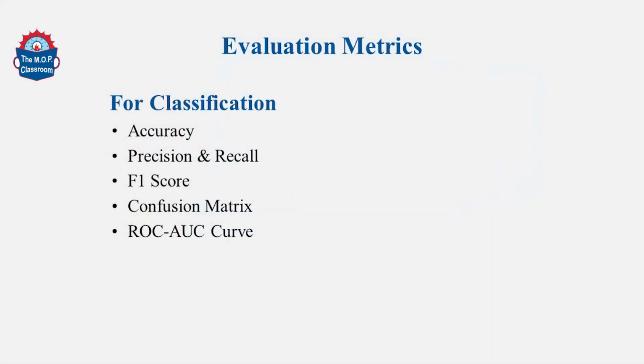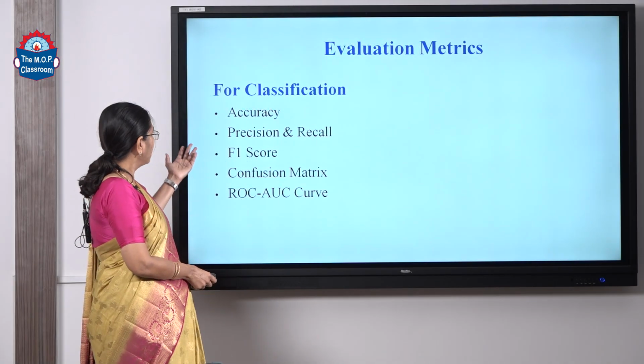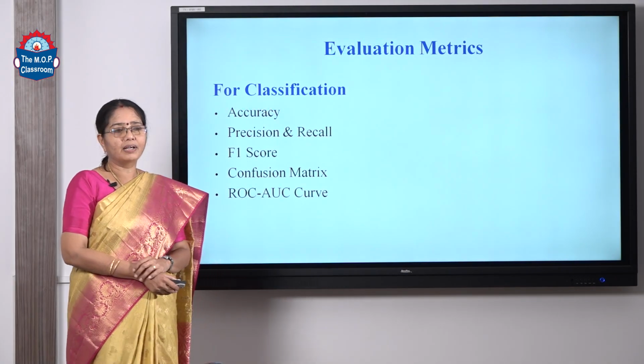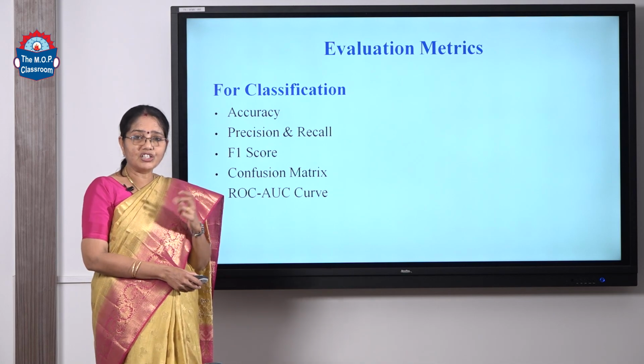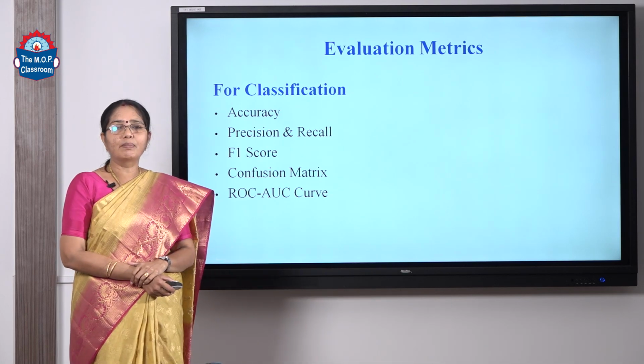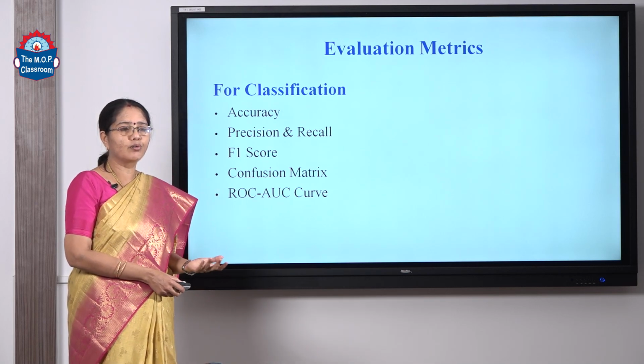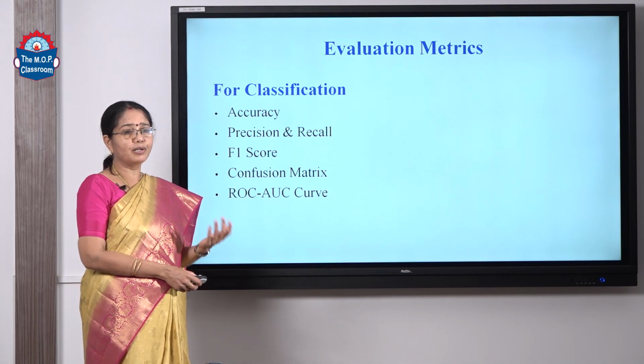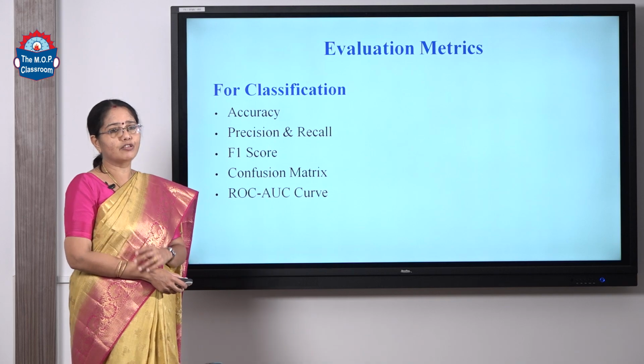So these are some of the evaluation metrics that can be used in order to assess whether the algorithm is performing well or not. So accuracy is one particular parameter that can be used in order to judge whether the ML algorithm is performing well or not. Yet other parameters are precision and recall, F1 score. All these are important parameters that can be used in order to judge the performance of the algorithm.